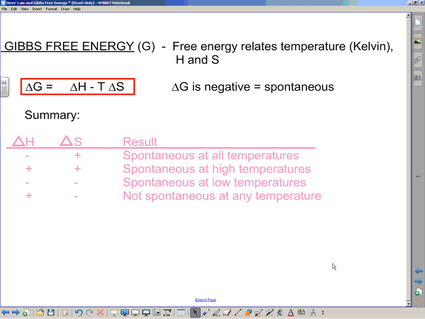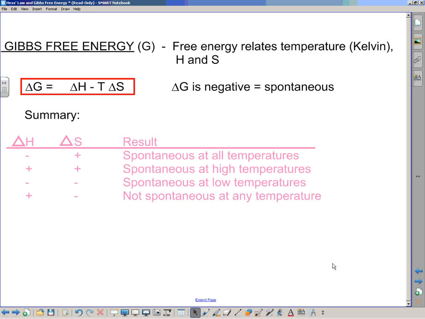So the summary table down below, the first one, delta H is negative, exothermic reaction, delta S is positive. So we're releasing heat and our products are more disorganized than our reactants. When those two conditions are met, you will have a spontaneous reaction regardless of the temperature. It does not matter what the temperature of the reaction is, it will be a spontaneous reaction.